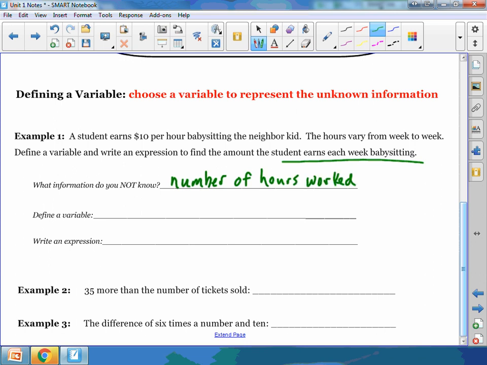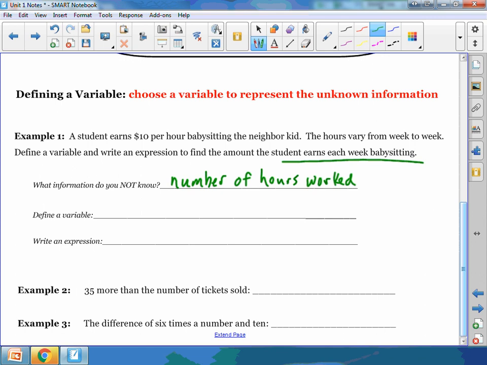Now, you don't have to write this every single time for these types of problems. This is just me outlining it. So we don't know what it is. We don't know the number of hours worked. And right there is your variable. Your variable always represents what you don't know. Right? Isn't that what a variable is? Unknown information. So when it says to define a variable, we want our variable to represent this information here.